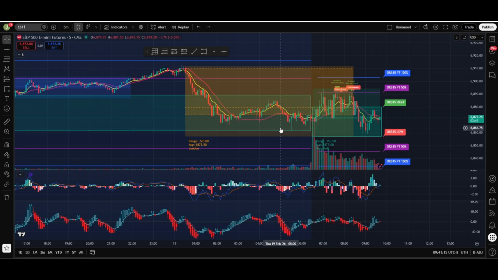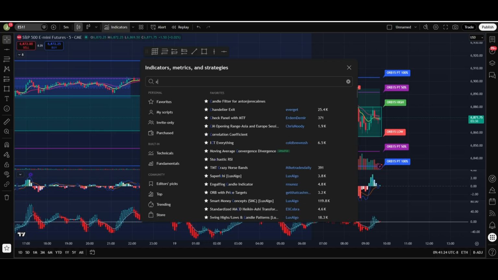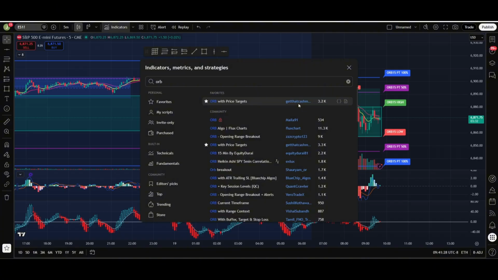And let's talk about the ORB and the indicator that I use to get this on the screen. It's going to be in indicators. You're going to click the tab and then you're going to go to the ORB, and it's going to be the one with price targets.